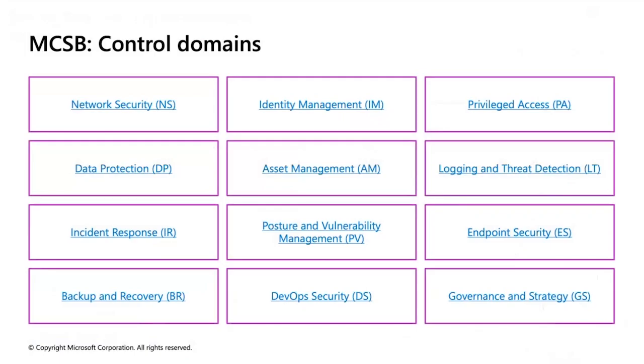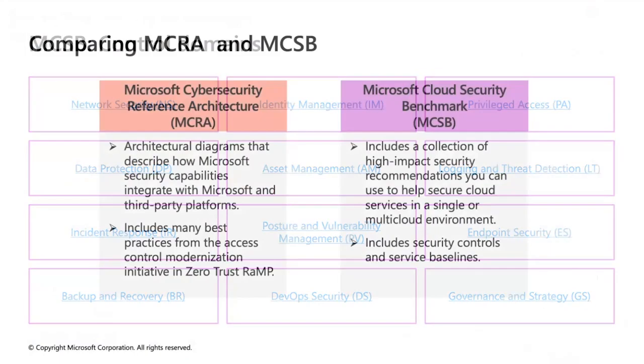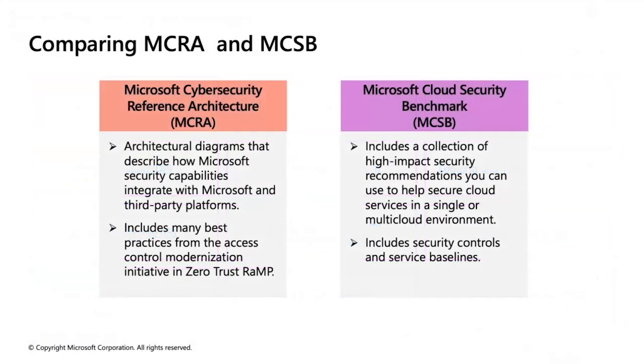Now when we talk about MCRA and MCSB, we should have a clear understanding of why we use these two. MCRA is a reference architecture collection. It's an architectural diagram that gives you information about what kind of security capabilities we have in Microsoft, how these are working together, and where we can use them. This gives you design considerations and design ideas.